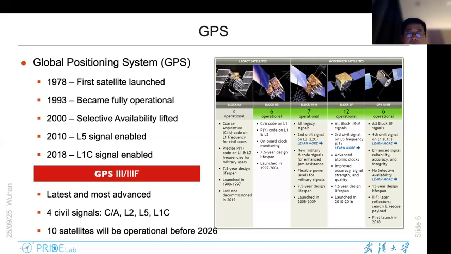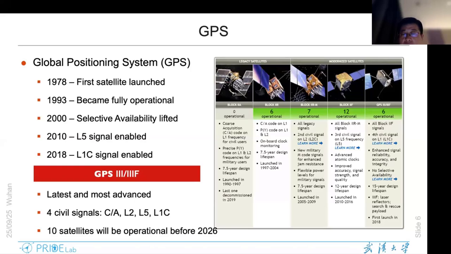So let's first go to the GPS constellation. We have a brief introduction of the GPS constellation and the GPS history. The GPS constellation was first established in the 1980s in the last century. Now each generation of satellites has much more advanced capabilities than the previous generation.